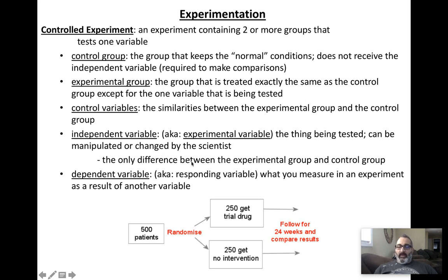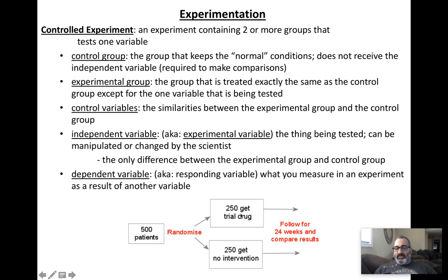All right. The dependent variable. This is what you're measuring in your experiment. So the independent variable is what you're testing. That test leads to measurements in your experiment. So what happened? What were the results? That's your dependent variable. Right? And we're going to explain all that in a second.